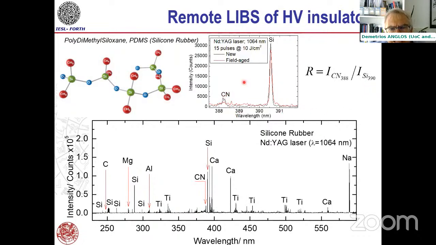So when the CN to silicon ratio is over a certain threshold value, then we know that the methyl groups are there and the hydrophobicity is at the level where it has to be. When this indicator drops, and we observe this in aged insulators, that indicates that the silicon rubber has actually lost its insulating capacity.